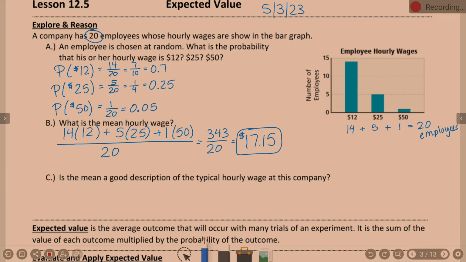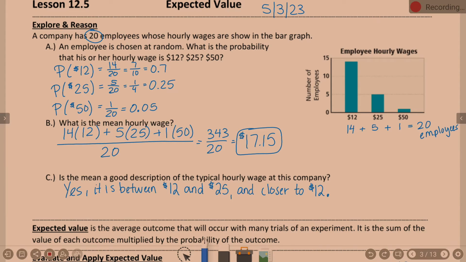So is it a good description? I'm going to say yes. And I'm going to say it is between 12 and 25. And closer to 12. Okay.